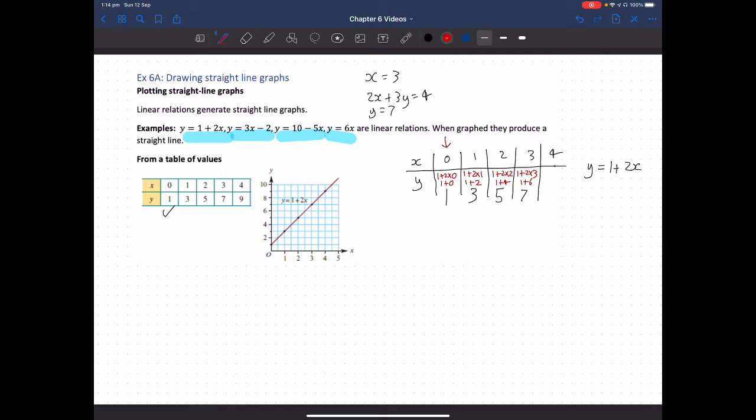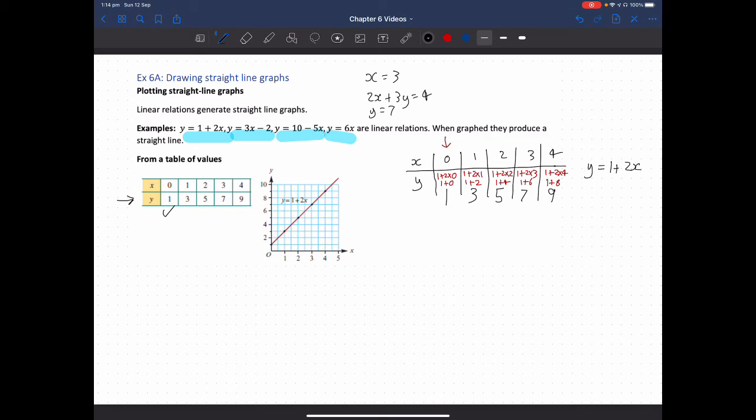The last one, we have x is equal to 4. So we have 1 plus 2 times 4. 2 times 4 is 8, so I've got 1 plus 8. And 1 plus 8 is 9. That is how we have got the second row of this table.